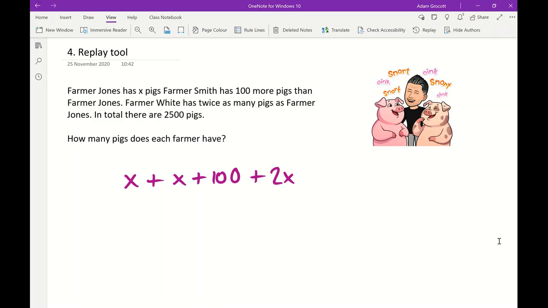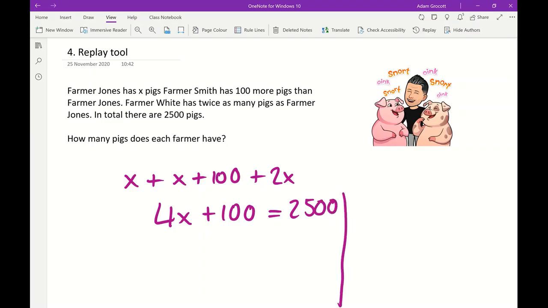Number 4 is the replay tool. I've formed this expression based on my question here and I'm then going to turn it into an equation that I want to solve. I find myself modelling examples like this so many times to my students and I ask them to follow along. Well, I do so with the reassurance that they can then replay this themselves right here within OneNote.